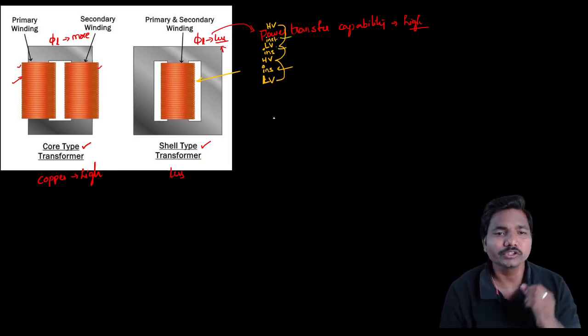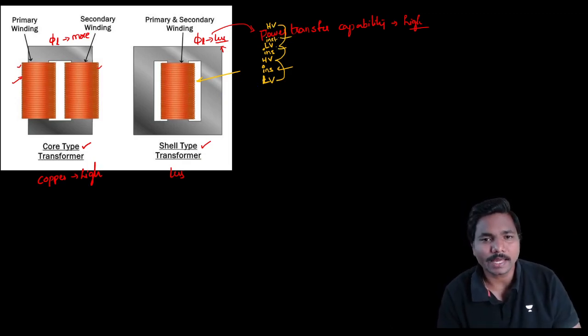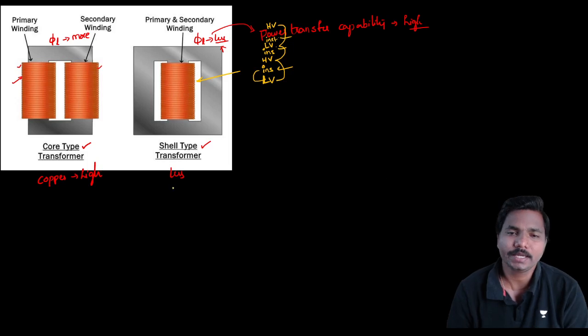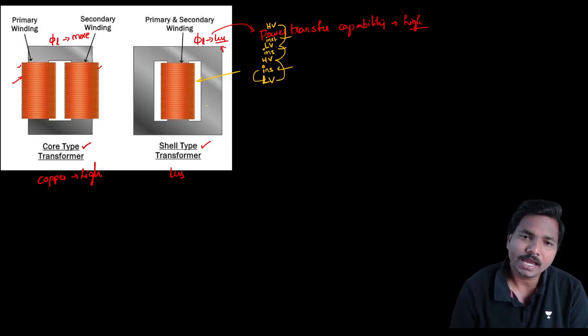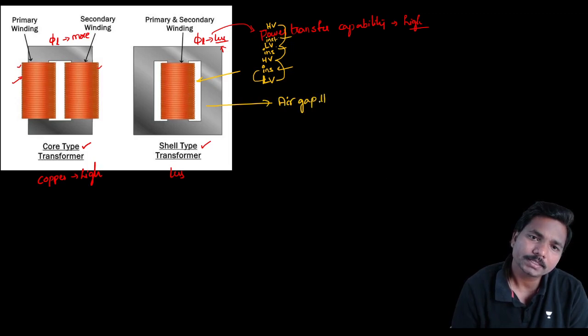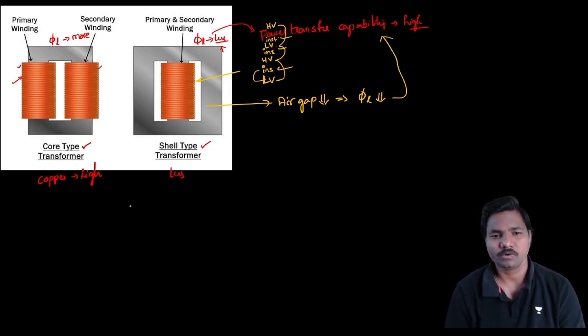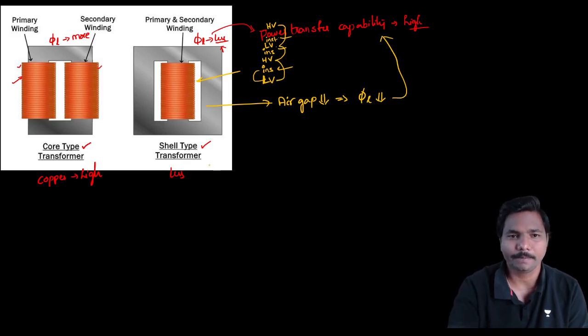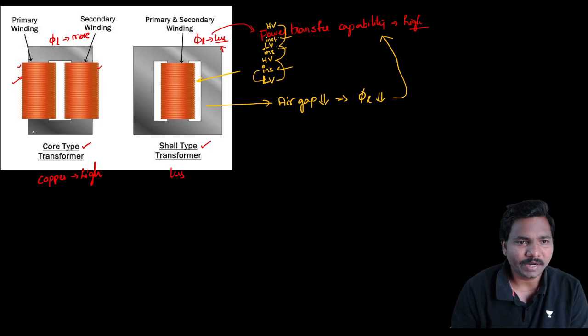Why do we use this sandwich type? The gap between the LV and HV is less, so the air gap is less. Whenever the air gap is less, leakage flux is less, and it has more power transfer capability. These are the advantages in the case of the shell type. In the case of the primary winding, we are using a concentric structure.